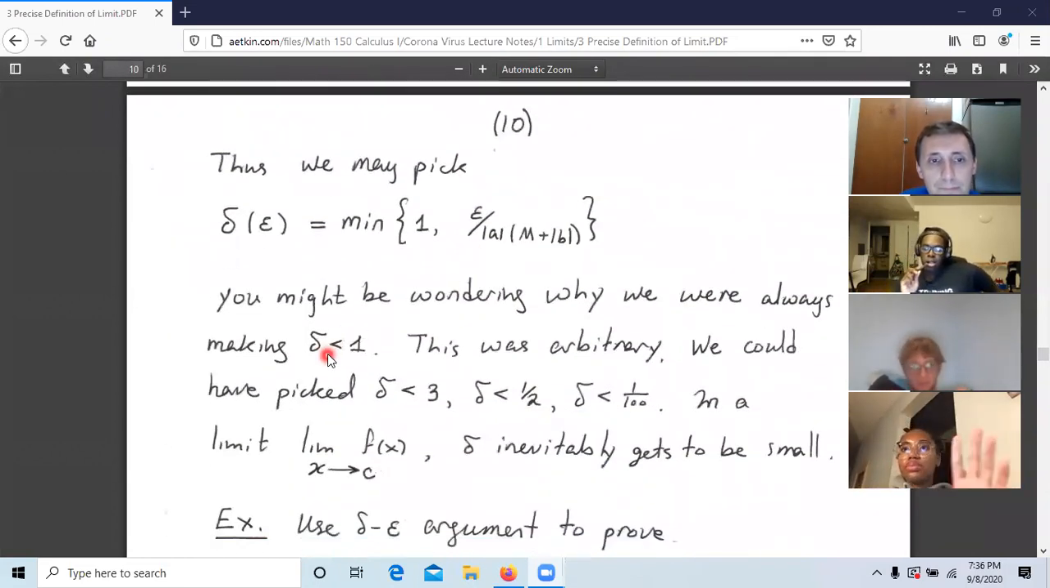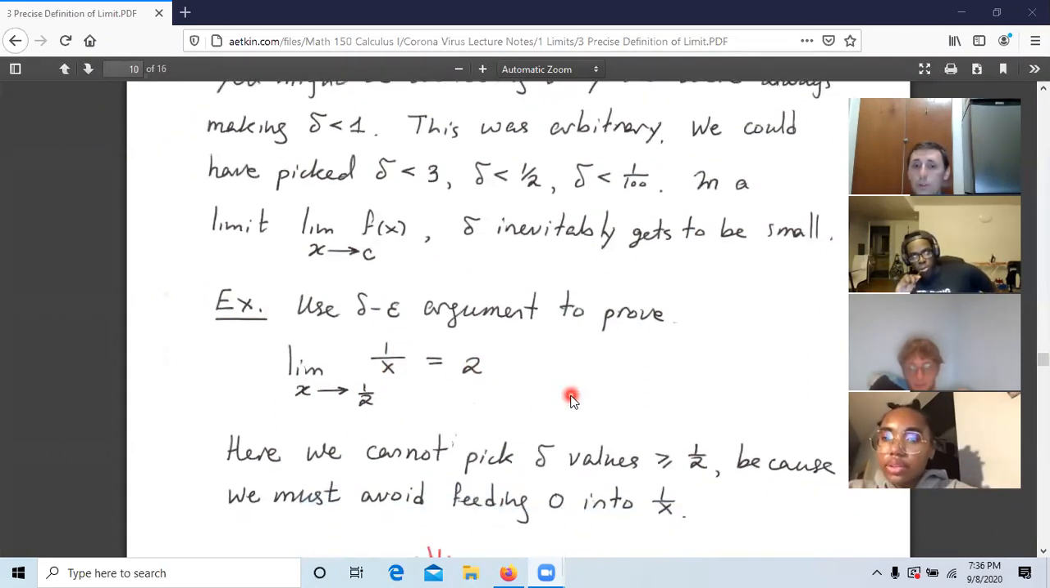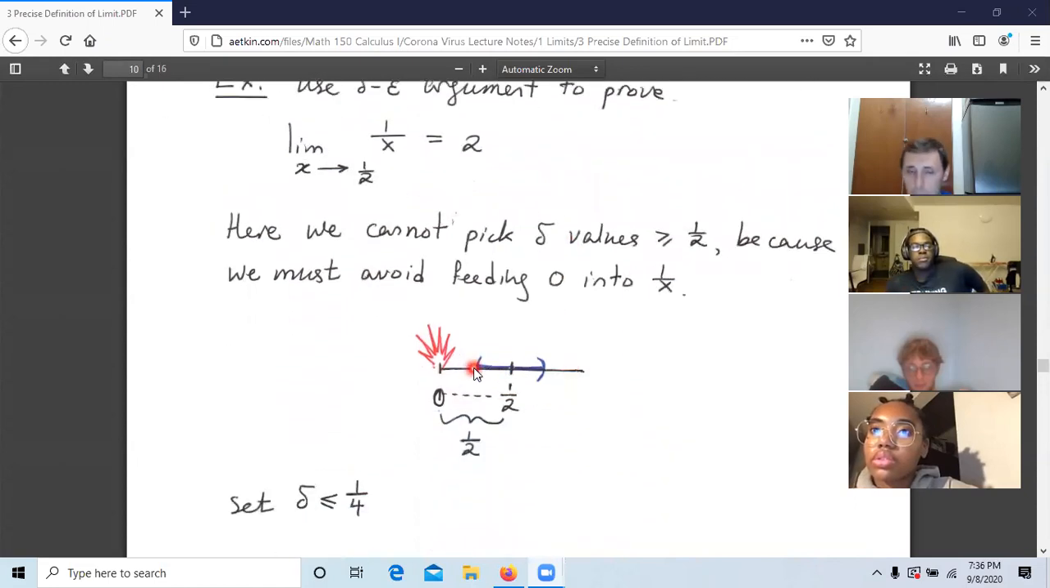So you see, in the previous examples, I said you could have picked delta smaller than or equal to 1, but that's not always going to work. For example, suppose I want to use a delta epsilon argument in dealing with 1 over x, where x goes to 1/2. Good? So the limit here will be 2. How do I know that using delta epsilon? Well, I cannot pick a delta that will include 0, because 0 I cannot feed into this mechanism. So my delta has to be smaller than 1/2 at least, right?